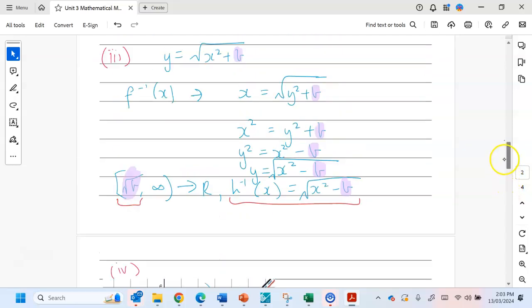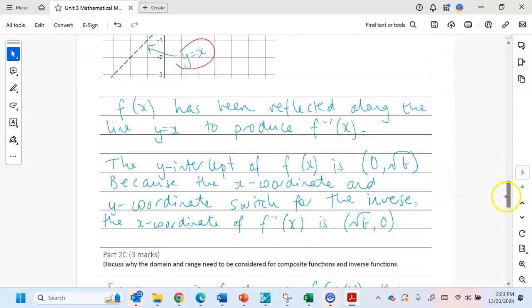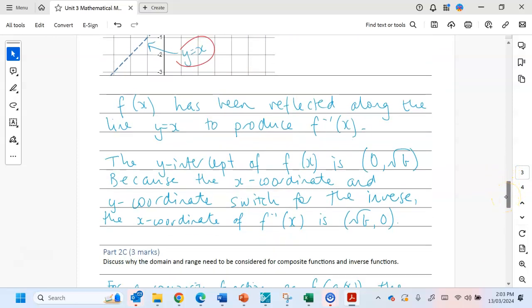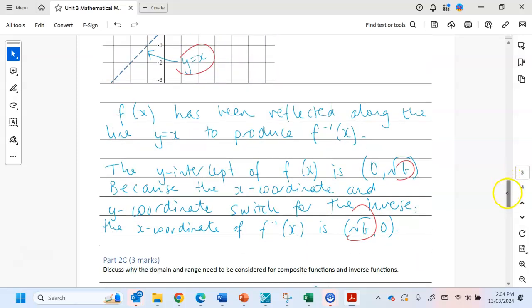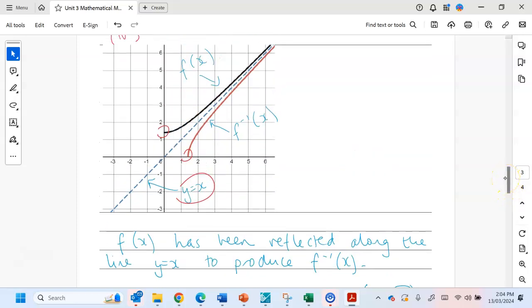All right, what have I written under here? Key features. All right, explain key features. So key features: f of x has been reflected along the line y equals x to produce the inverse. The y-intercept of f of x is (0, square root of b), so whatever chosen value of b you did. Because the x-coordinate and y-coordinate switch for the inverse, the x-coordinate is that. So, yeah, that's probably enough of an annotation. So you could either do it straight onto your graph or writing it there. All right, so when it says to annotate things, you need to just look at features and show an understanding that you know what is happening in your graph.